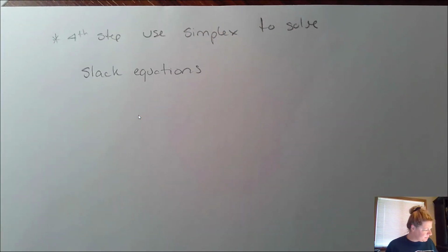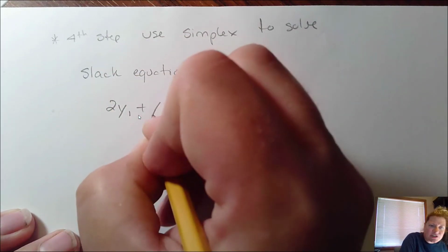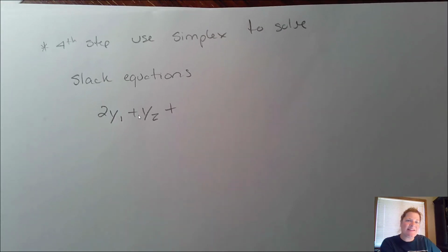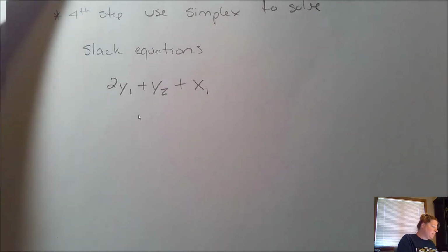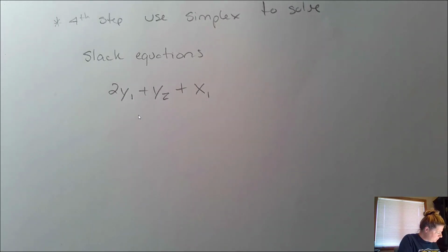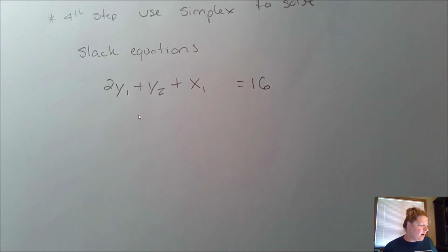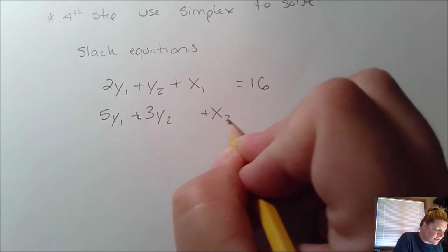Okay, so we had our first one here is going to make 2y1 plus y2, right? Plus, here's where it's a little bit different. It doesn't want you to use slack because the slack is actually our solution to the original problem. So now we add x1 as our slack. That's a little weird, but that's how we're going to do this one. And you could use still S1 if you wanted. Equals 16. Okay, and then our next one would go 5y1 plus 3y2 plus x2 equals 45.